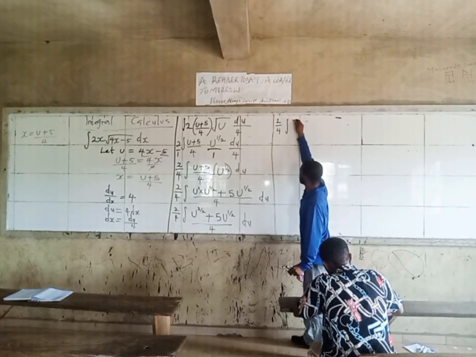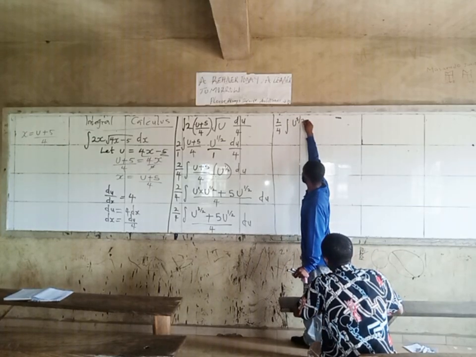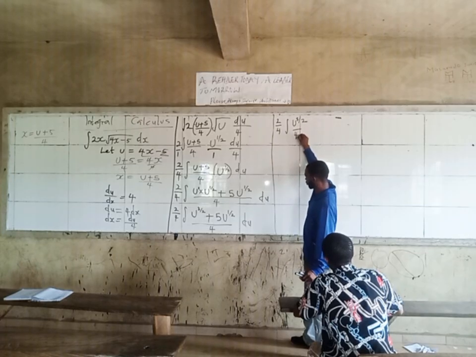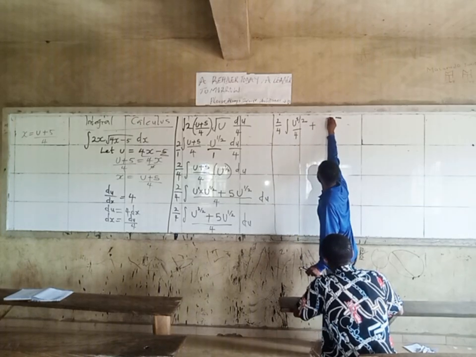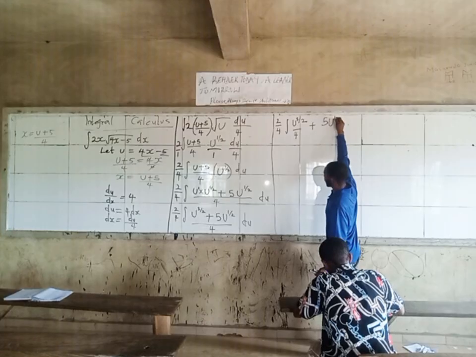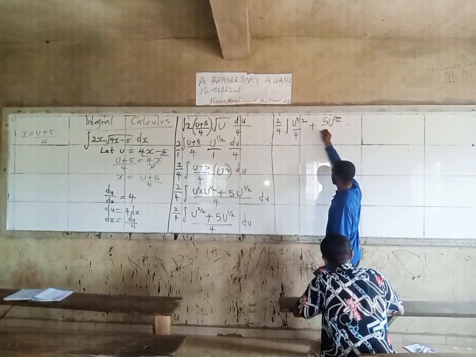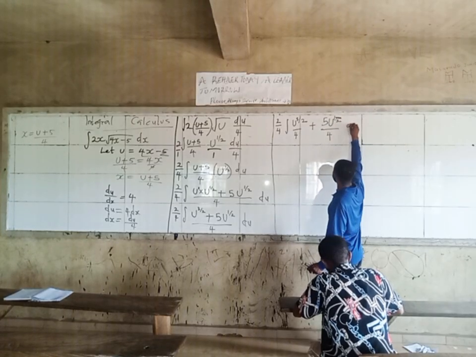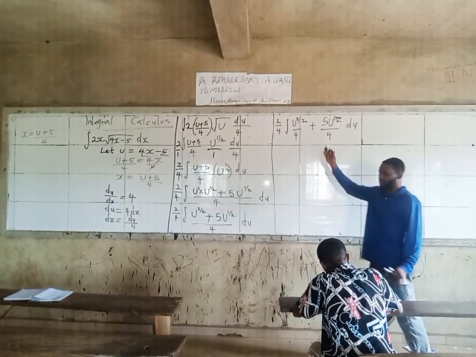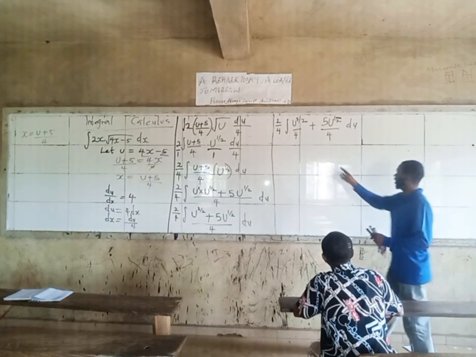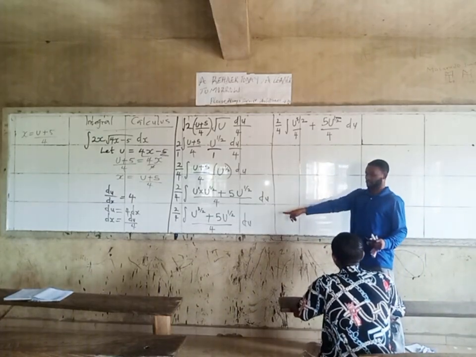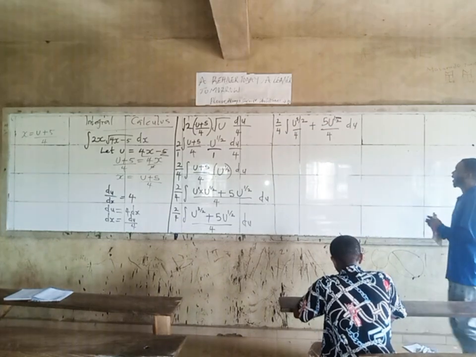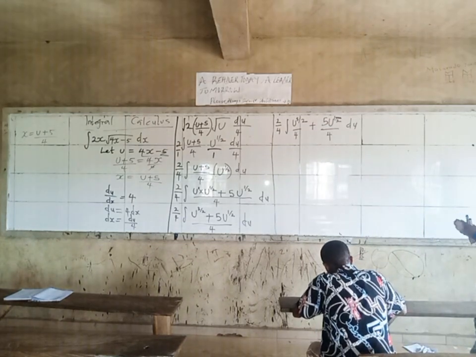Integral, you know that this thing is the same as saying u raised to power 3/2 over 4 plus 5u raised to power 1/2 over 4 du. Should we know that it's the same thing? Because if you get the LCM here, it's still 4. So they are the same thing. But why I did it like that is so that I can integrate.